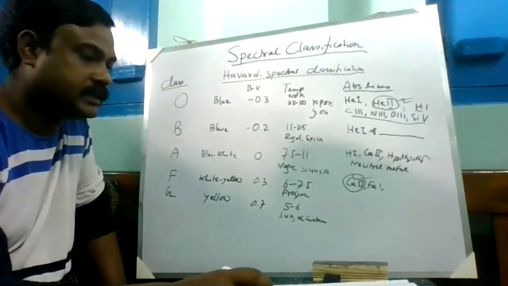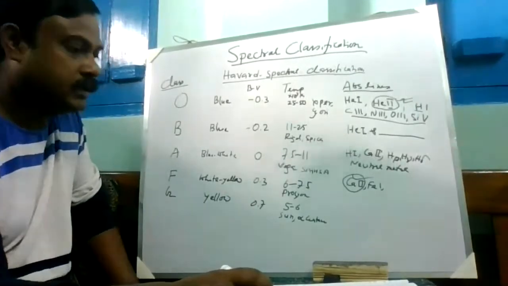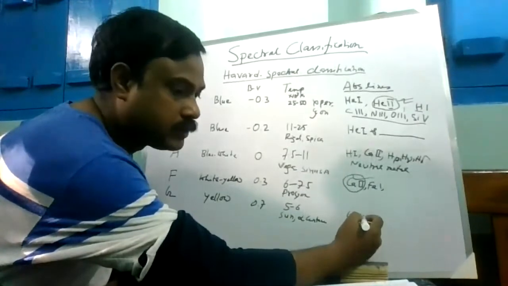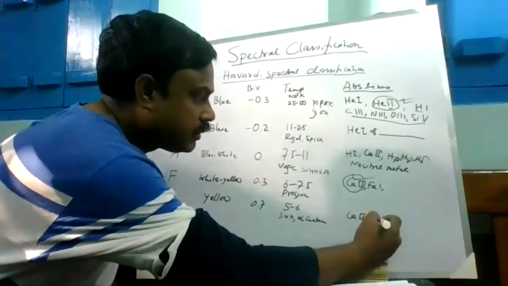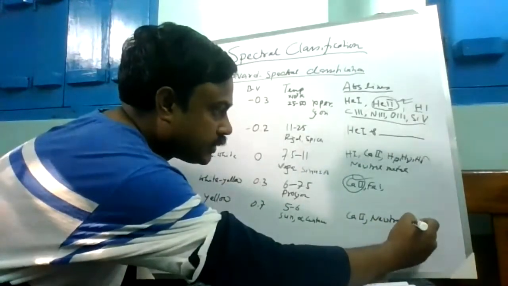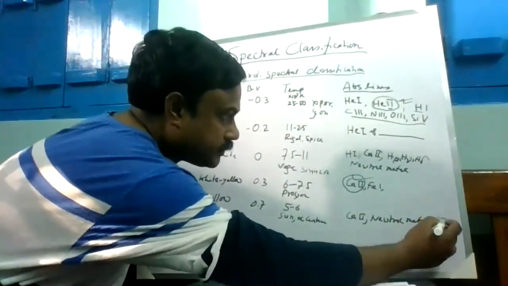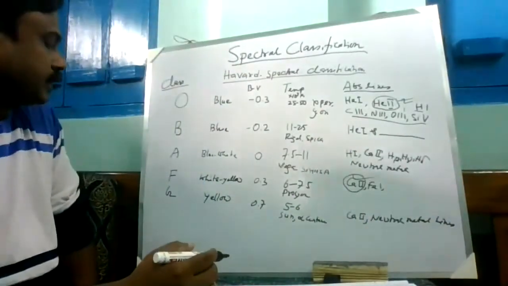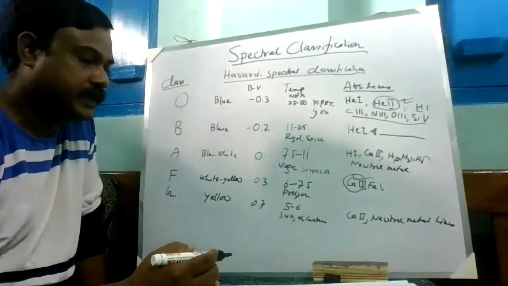Prominent spectral lines are calcium II and neutral metal lines. These are the prominent lines in the G class spectral classification.